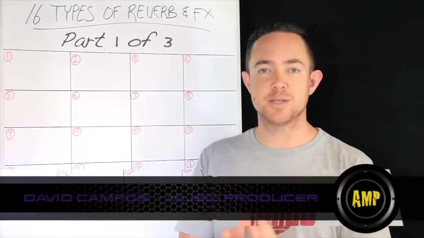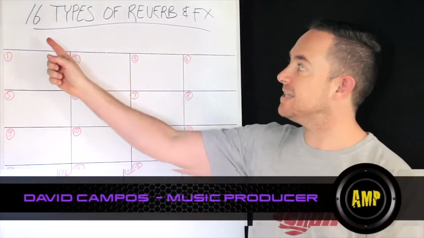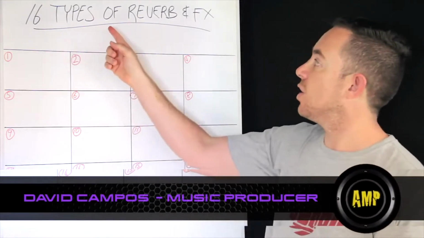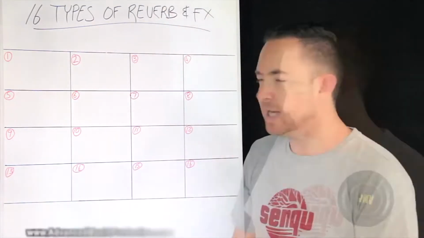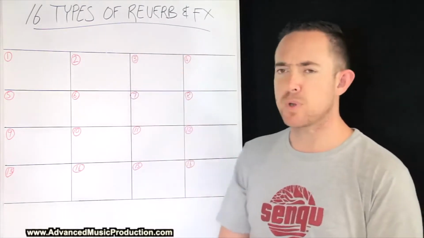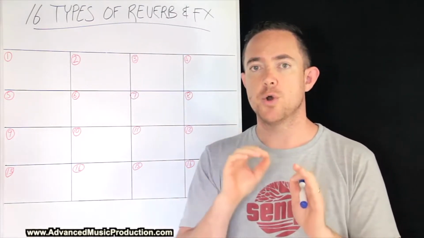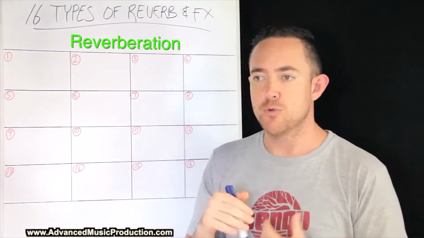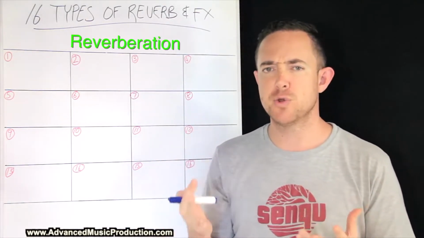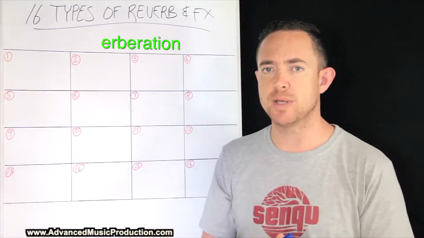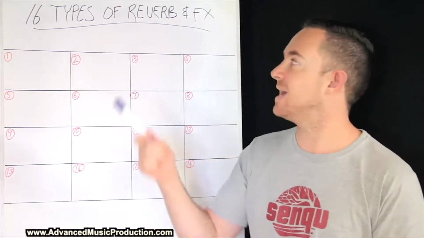So in today's lesson, we are going to go through the 16 main types of reverb and effects. Let's start with the word reverb. The word reverb is actually a shortened form of the word reverberation. Reverberation is not really the word that we use every day in the studio. We tend to refer to it as reverb.